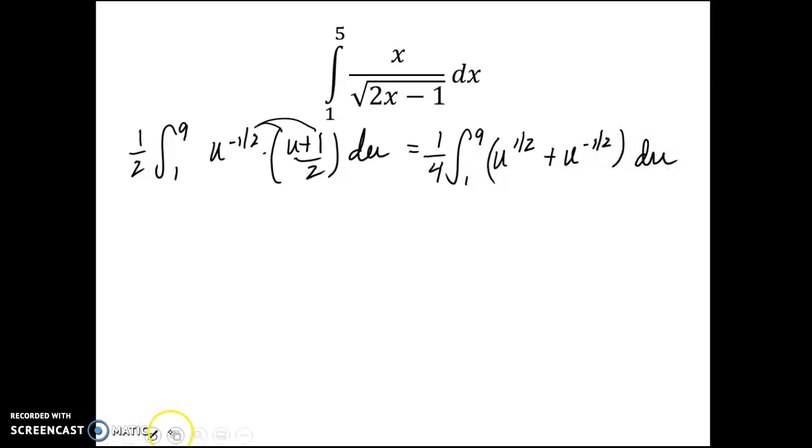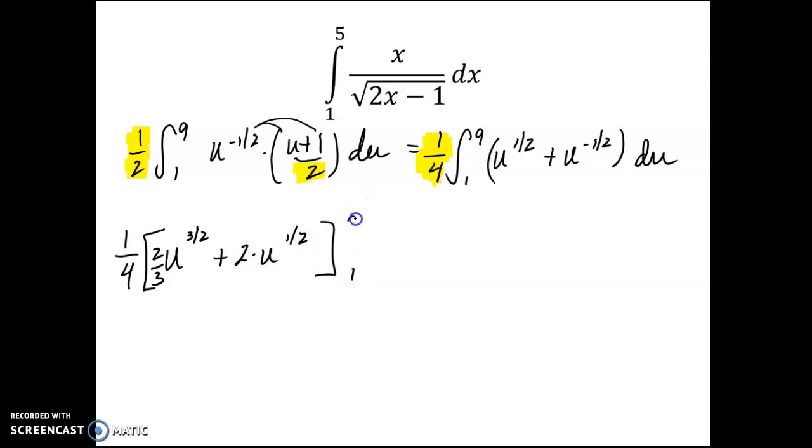So again, where did the 1/4 come from? Dividing by 2, I take my coefficient out front and just multiply it by another half. A half times a half is where I get my 1/4. Now my integrand is simply a power rule. So 1/4, add 1 to the exponent, divide by the new exponent, add 1 to the exponent, divide by the new. Now I'm integrating this from 1 to 9. I'm going to keep my 1/4 out front until I'm done.